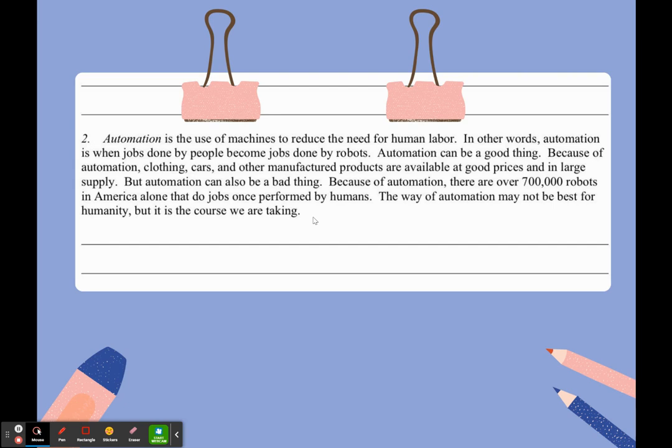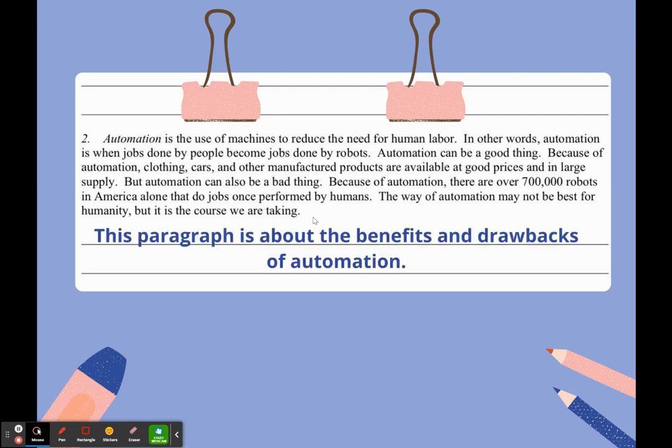Here's another one. Push pause, read it, and then when you feel like you have the main idea, push play. This paragraph is about the benefits and drawbacks of automation, not just that automation is where robots do people's jobs, because again, that's only at the beginning. The whole thing is talking about how it's good and bad.